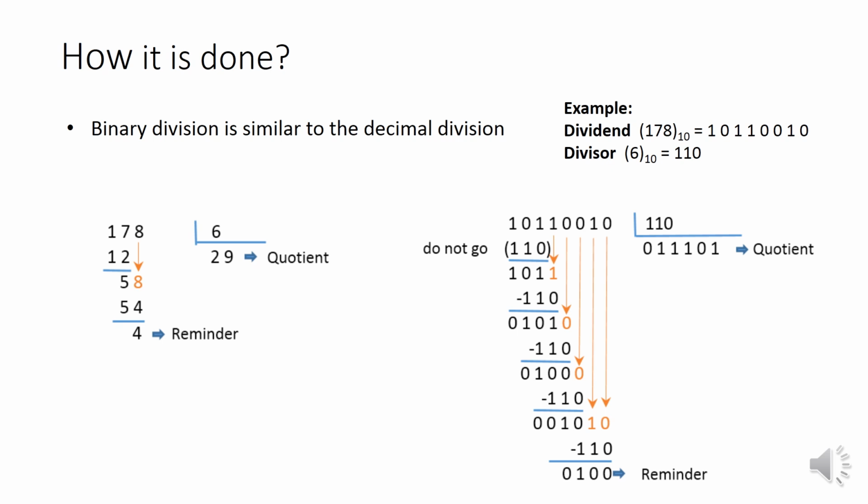First, we are comparing the first 3 digits of the dividend with the divisor 110 to see if it goes or not. Because the divisor is bigger than the first 3 digits, in this case we need to write 0 in the quotient. Now we need to try it with the first 4 digits. So we compare again, and in this case the divisor goes because it is smaller. So we write 1 in the quotient and we make the subtraction.